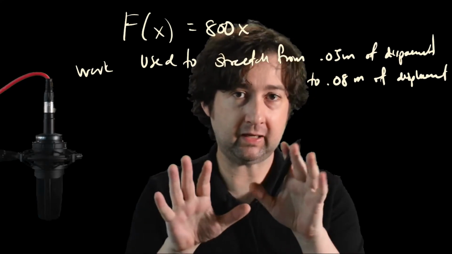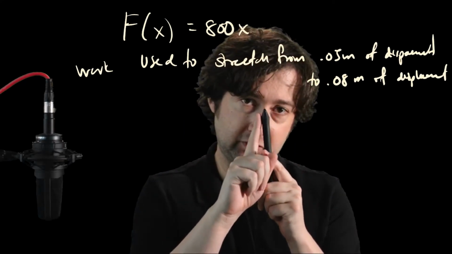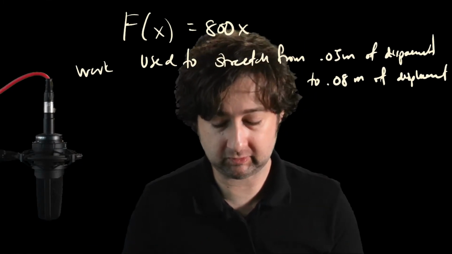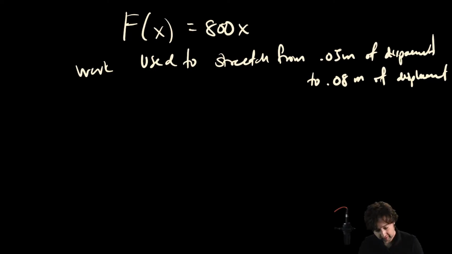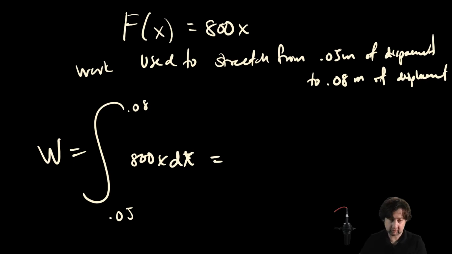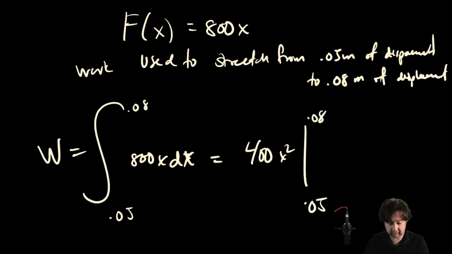And I don't need that. I just need to know how far the end of the spring went. And that means I can recast this problem entirely in terms of displacement. So what that means is that I could write the work is equal to the integral from 0.05 to 0.08 of 800x dx. Using the power law, that tells you that we're looking at 400x squared evaluated from 0.05 to 0.08.